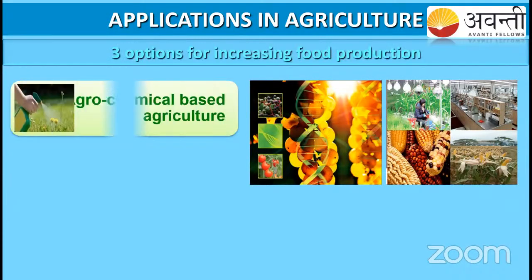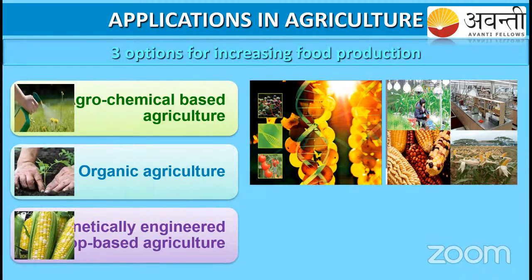What are the applications in agriculture? I have told you that as the population increases, food production has to increase. There are three methods we can use. One is the agrochemical based method, the agrochemical based agriculture. What does it mean? In agriculture, we use fertilizers and pesticides. These are chemicals we use for increasing food production.